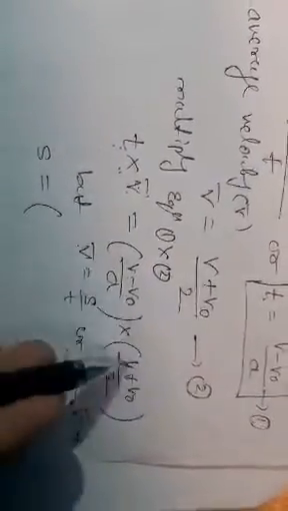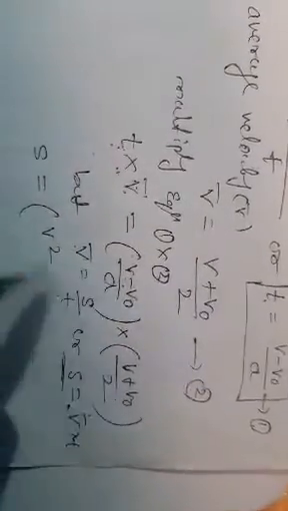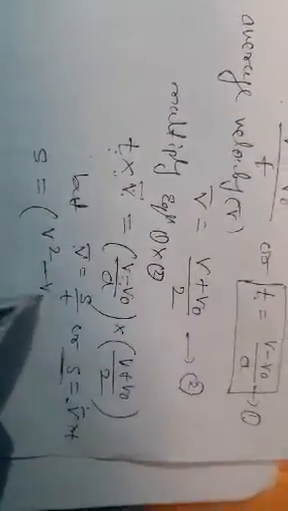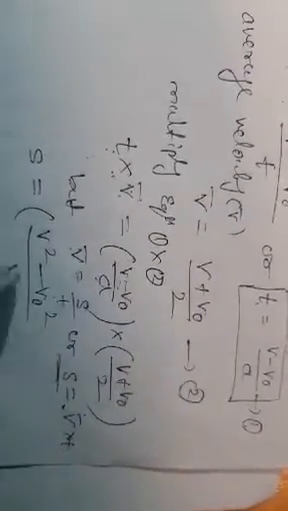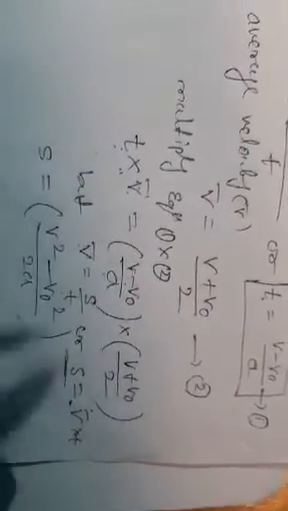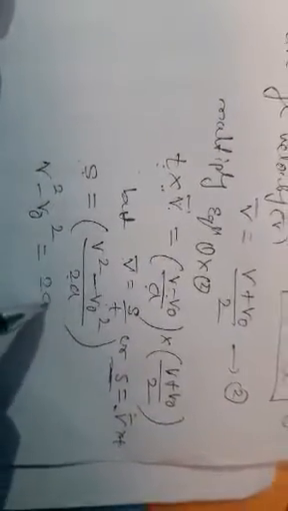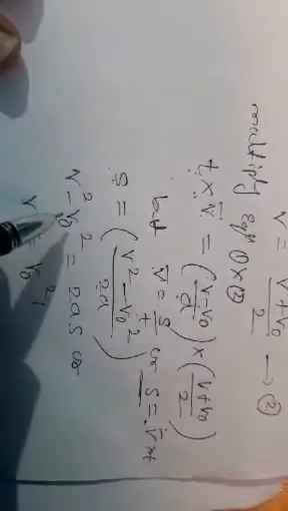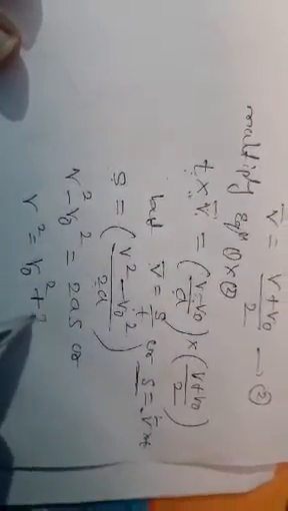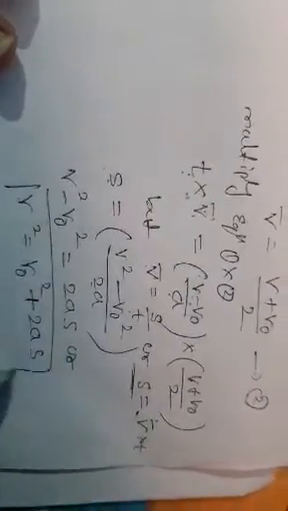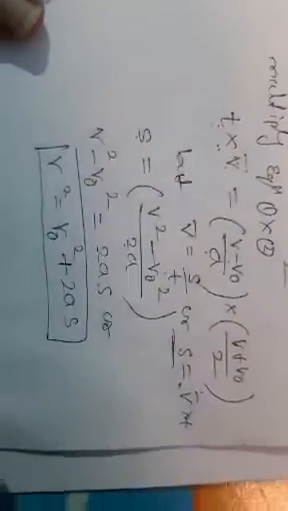Displacement is equal to multiplying these two terms: v into v is v square, and minus into plus is minus, v0 into v0 is v0 square, divided by 2a. Cross multiply LHS and RHS. Finally, v square minus v0 square is equal to s times 2a, that is 2as. Or v square is equal to v0 square plus 2as, since the negative sign of the initial velocity term shifts to the other side and changes to positive. This is the kinematic third equation.